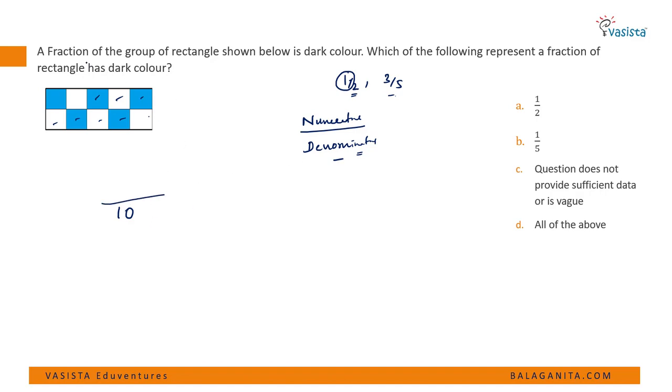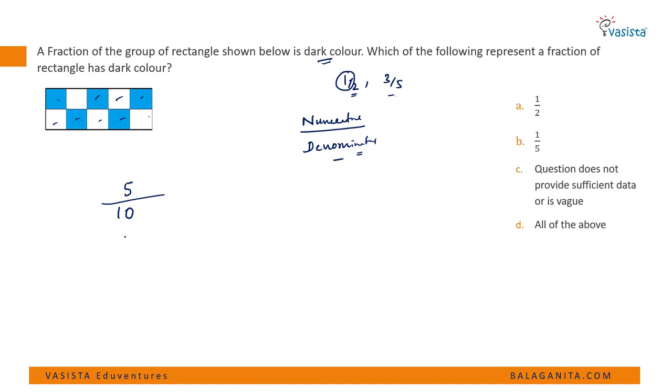What is the question? What fraction of the rectangle shown below is dark colored? Which of the following represents the fraction of the rectangle that is dark colored? This is the fraction we need to find out. How many blue squares are there? Let us check. 1, 2, 3, 4, 5. So that represents the numerator.